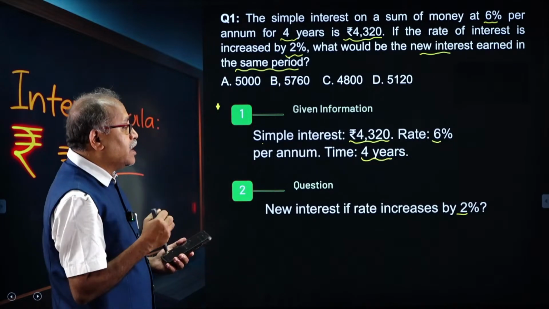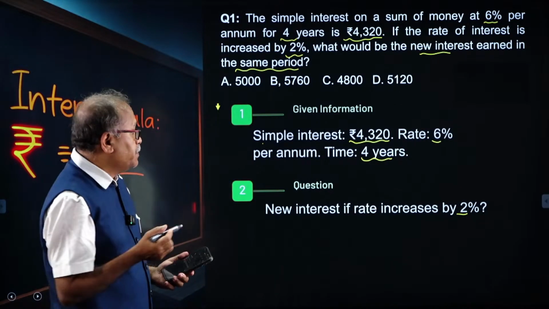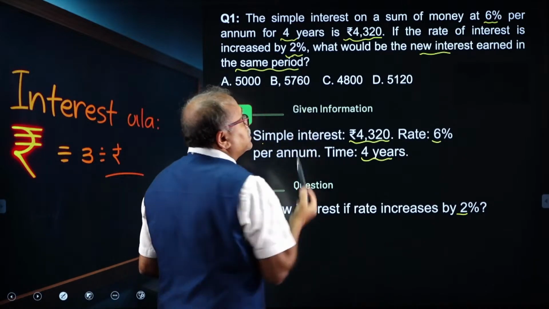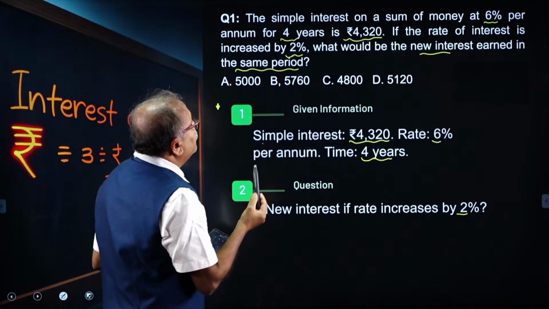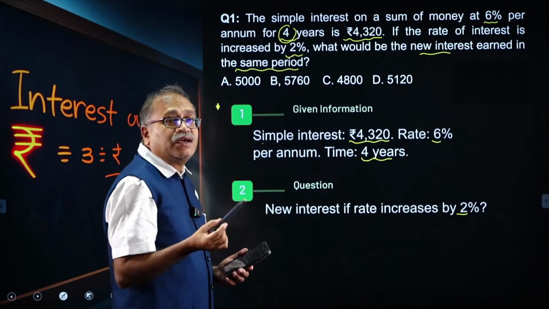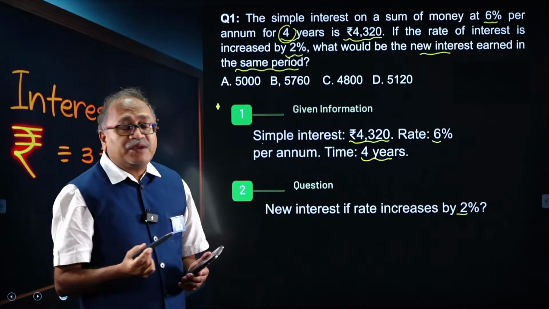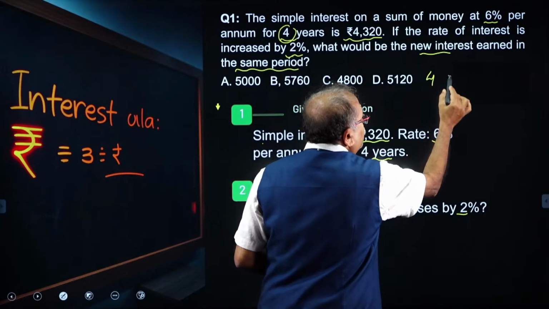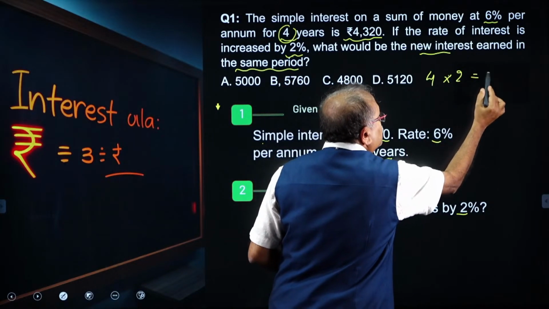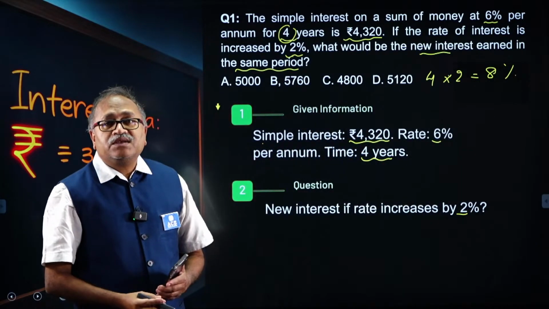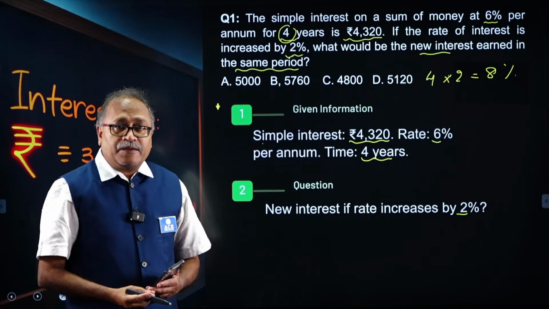Now, how are we going to answer this question? One method is, look at this one, when 2% is increased, then for how many years? For 4 years. That means what will be the extra percentage interest on the principal? That is 4 into 2: 4 years, 2% increase, that means 8% extra interest will be there on the principal.